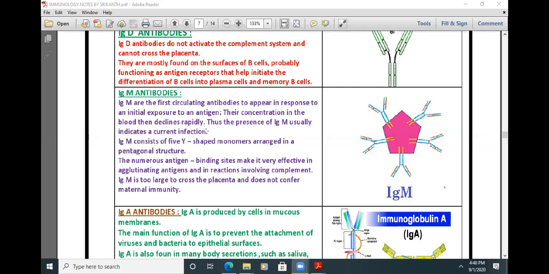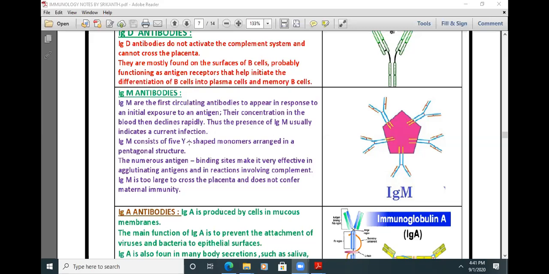You may have heard that in COVID cases, we are doing antibody testing. You can correlate this line: the presence of IgM usually indicates a current infection. Whether you have an infection or not, we can say for any infection, but nowadays the famous one is COVID. So if you are having more IgM antibodies, you may have an infection. Their concentration in the blood then declines rapidly.